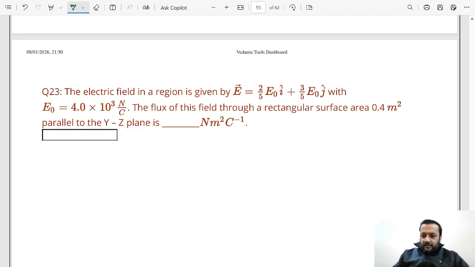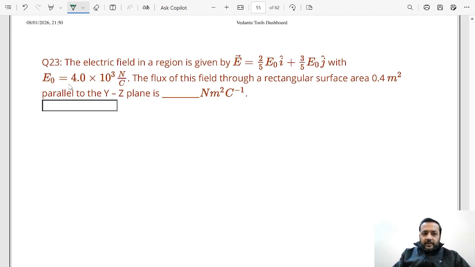Then the electric field in a region is given by this value where E naught is a constant. The flux through this field through a rectangular surface parallel to the YZ plane. This type of question you would have seen is quite frequent. So let's say this is the x-axis, this is the y-axis, and towards us is the z-axis. Now you can imagine a surface which is parallel to the YZ plane.